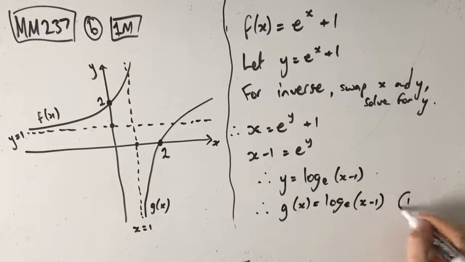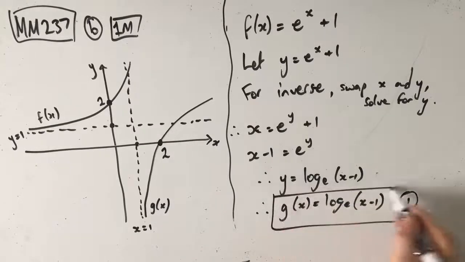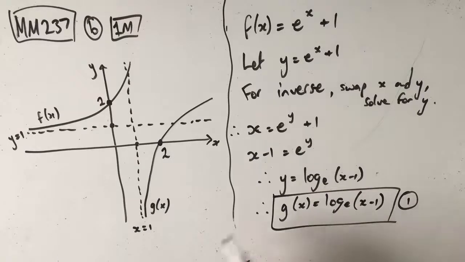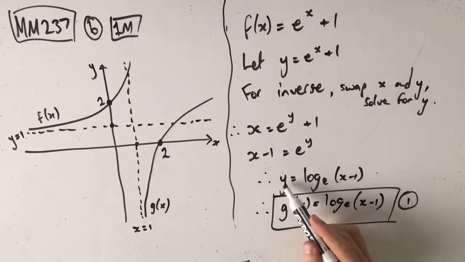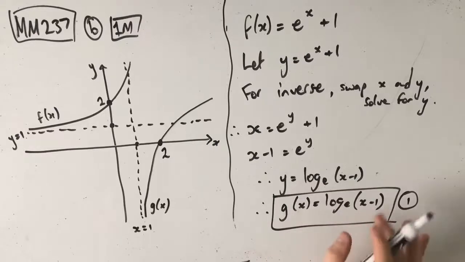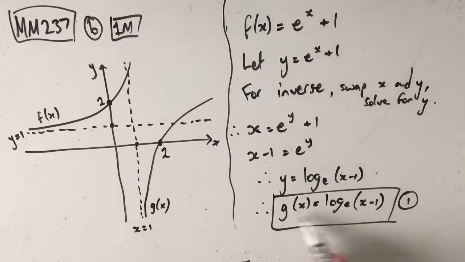And the biggest thing here is you've just got to make sure that you say g of x equals, because that's what the question's asking for. It's asking for the equation for g of x. If you leave it in y equals this, it's a bit iffy on if you would get the mark for that, but just make sure you say g of x equals that. So that's your first and only mark for part B. Let's move on to part C.